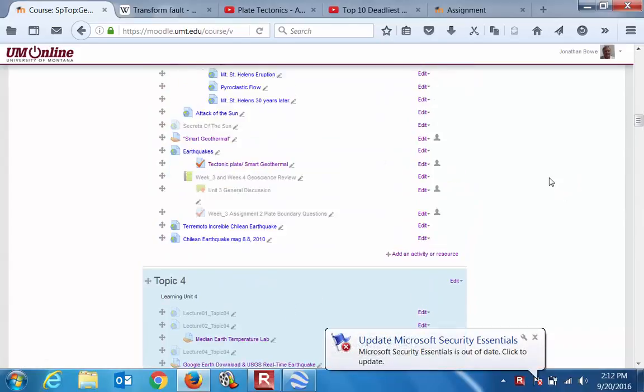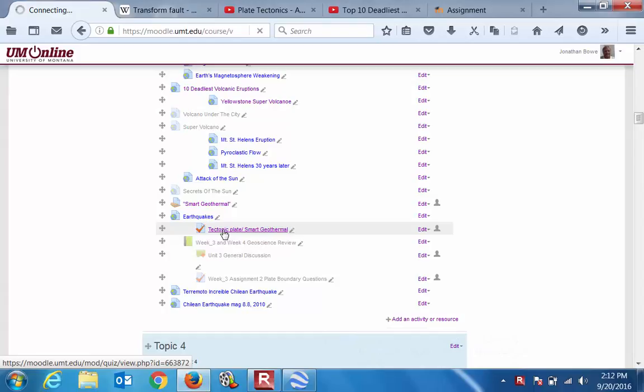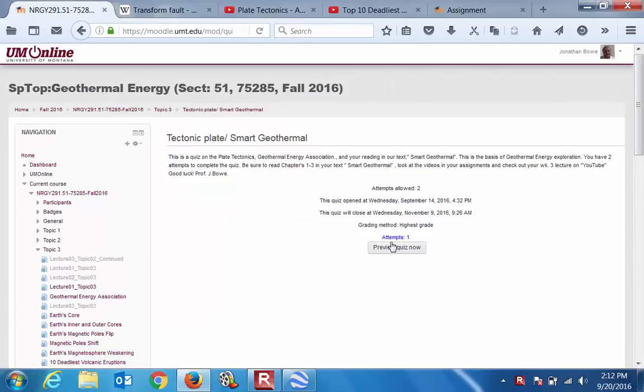Hopefully you took a look at last week and saw that we had the quiz on the tectonic plate and the Smart Guide to Geothermal. There was a quiz that opened up for you last Wednesday, I'm pretty sure. Let's take a look at it here. Okay, we've got one attempt so far. That quiz opened up Wednesday, September 14th, and it's due to close November 9th.